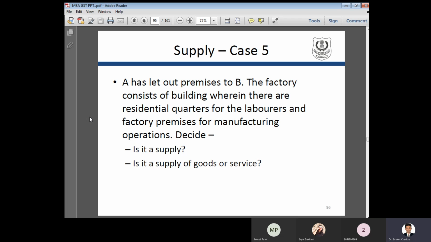A has let out premises to B. The factory consists of a building wherein there are residential quarters for the laborers and factory premises for manufacturing operations. Decide, is it a supply? No sir. Why? Sir, it is not movable property, sir.